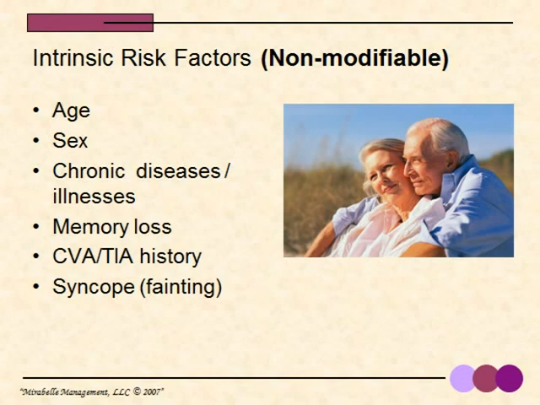We can't change our older age, our sex, chronic diseases like Parkinson's and arthritis, impaired mental processes such as memory, perception, reasoning, or judgment. We can't change the seizures, cardiac arrhythmias, CVA or a TIA history, or syncope. These we have to live with and adapt to.